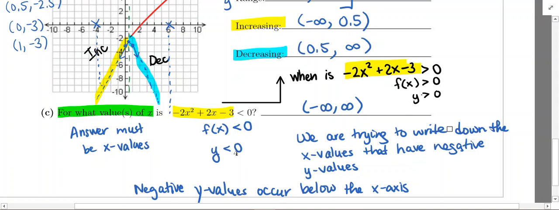If I flip the inequality symbol on you and switch from a less than to a greater than, this would be asking you to write down the x values that have positive y values. Positive y values happen above the x-axis. The parabola is never above the x-axis. No part of it is above the x-axis. So that never happens because every x value has a negative y value. So if we had instead looked at this inequality, it would have no solution. But as it was written, the answer was all real numbers.